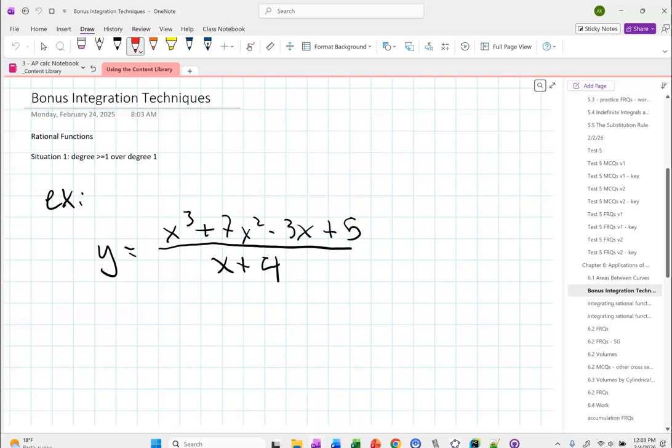So the first one is the clearest situation. For the first one, we just need the degree of the numerator to be greater than or equal to the degree of the denominator. And realistically for you, that denominator degree has to be 1. I would not give you something where the degree was greater than 1. The AP will not expect you to use this method on it. Everybody's cool? Okay.